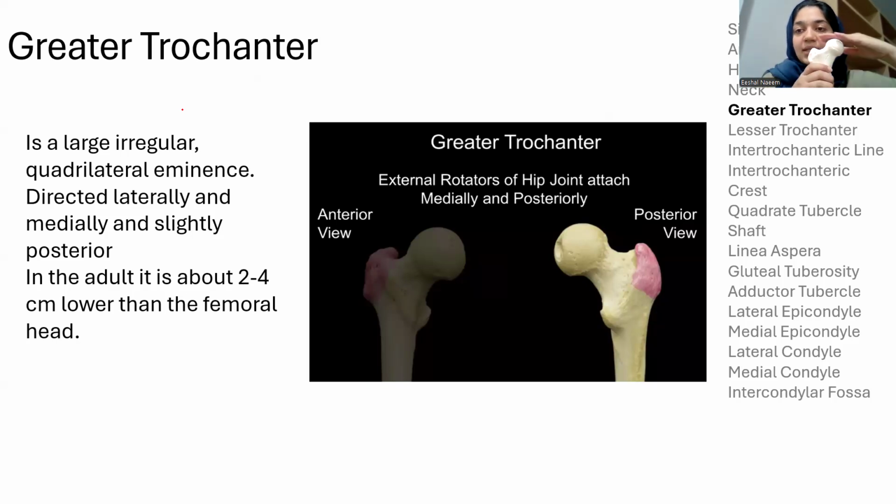As you can see, this is my head and this is my greater trochanter. In the adult, it's 2 to 4 centimeters lower than the head. I told you the head is directed laterally, a little lateral, and medially and slightly posterior. So it's also medial from the posterior part, and also posterior because it's going all the way to the posterior side.